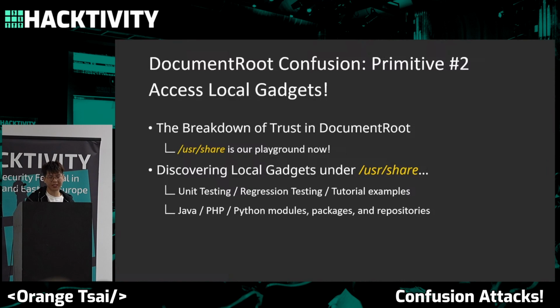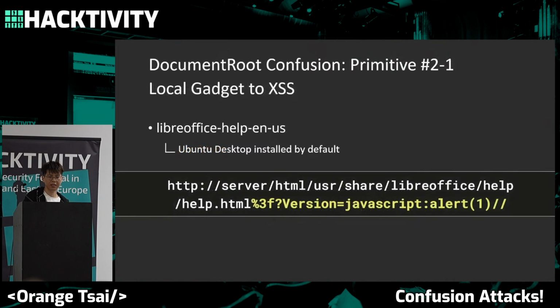So the next step is to find out what files we can leverage. Actually, there are lots of files we can exploit, such as the example tutorial, the test files, and even packages installed by the programming language. They can all become our gadgets. So the first gadget we are going to demonstrate is abusing the library office, which is installed by default on Ubuntu desktop.